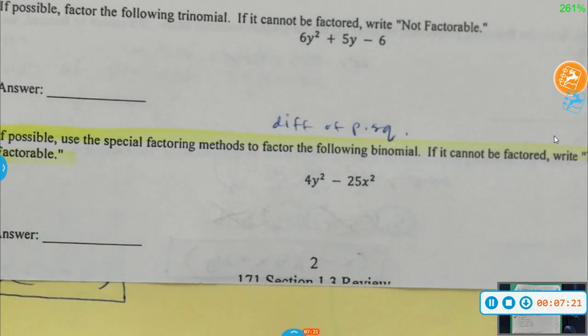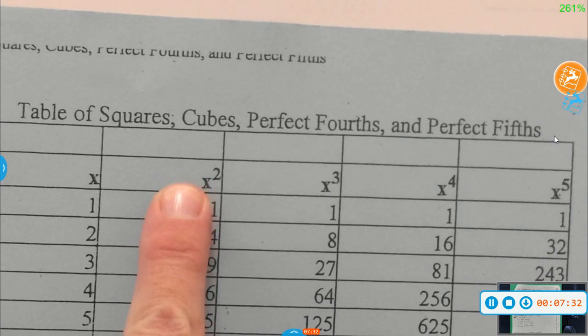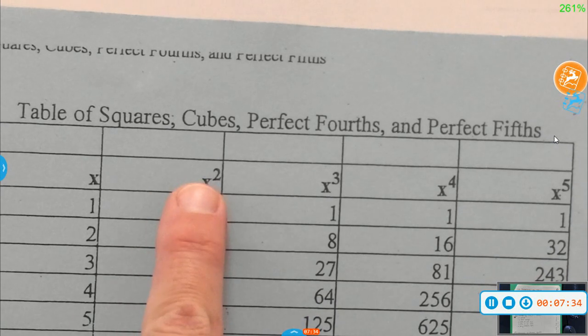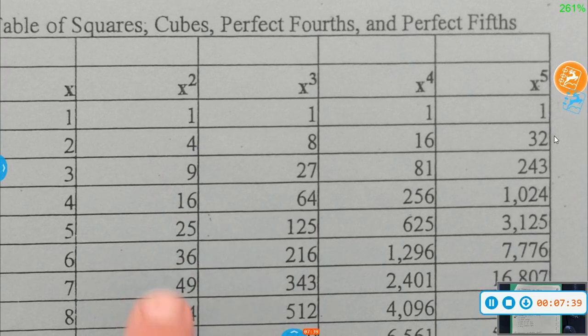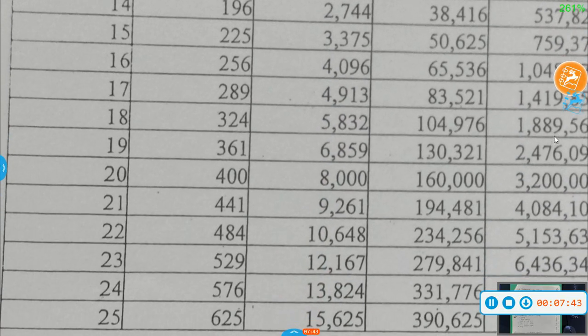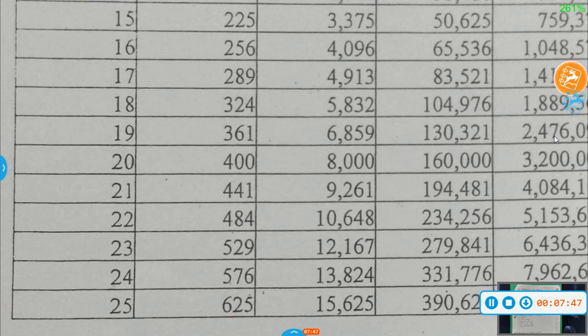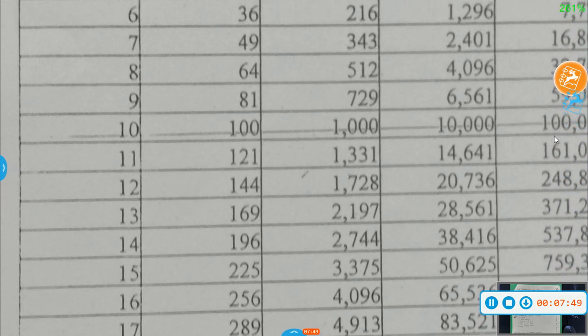Now, I just gave you a factor sheet, and depending on which way yours is hole punched, on this page it tells you your perfect squares. Everything in this column is a perfect square. It's under the square, x squared. It goes all the way up to 625, which is 25 squared. So this is your perfect square column.